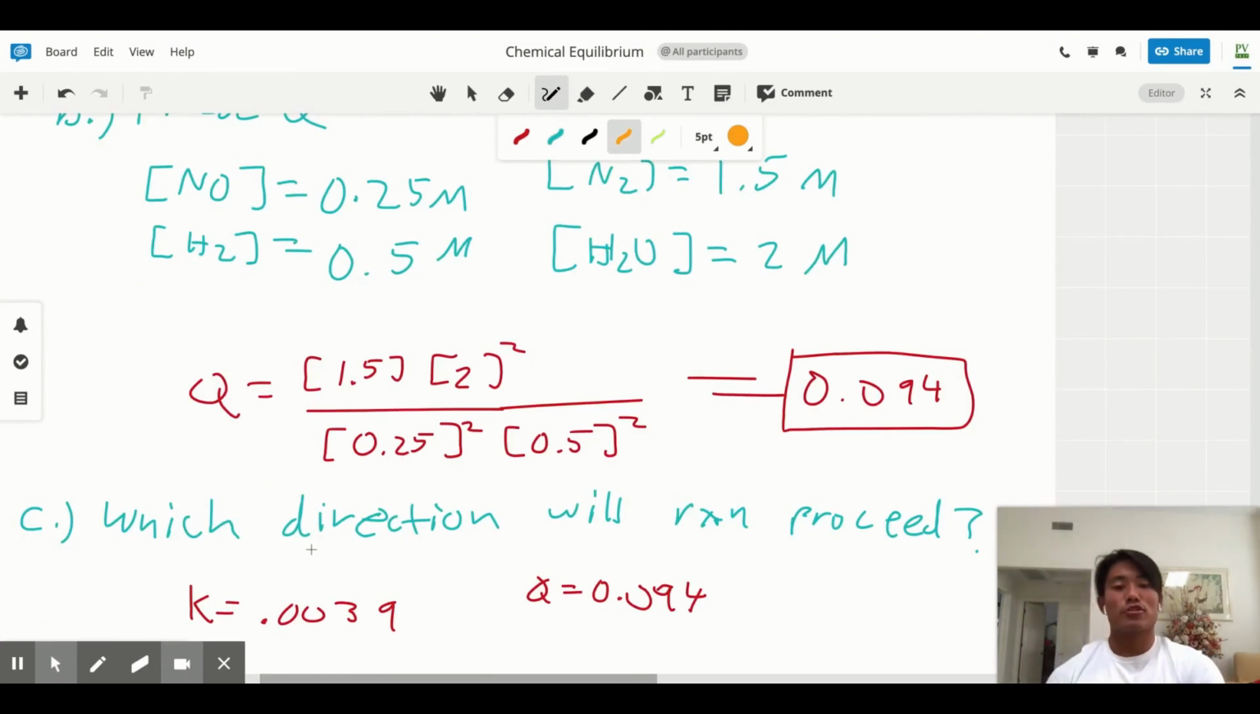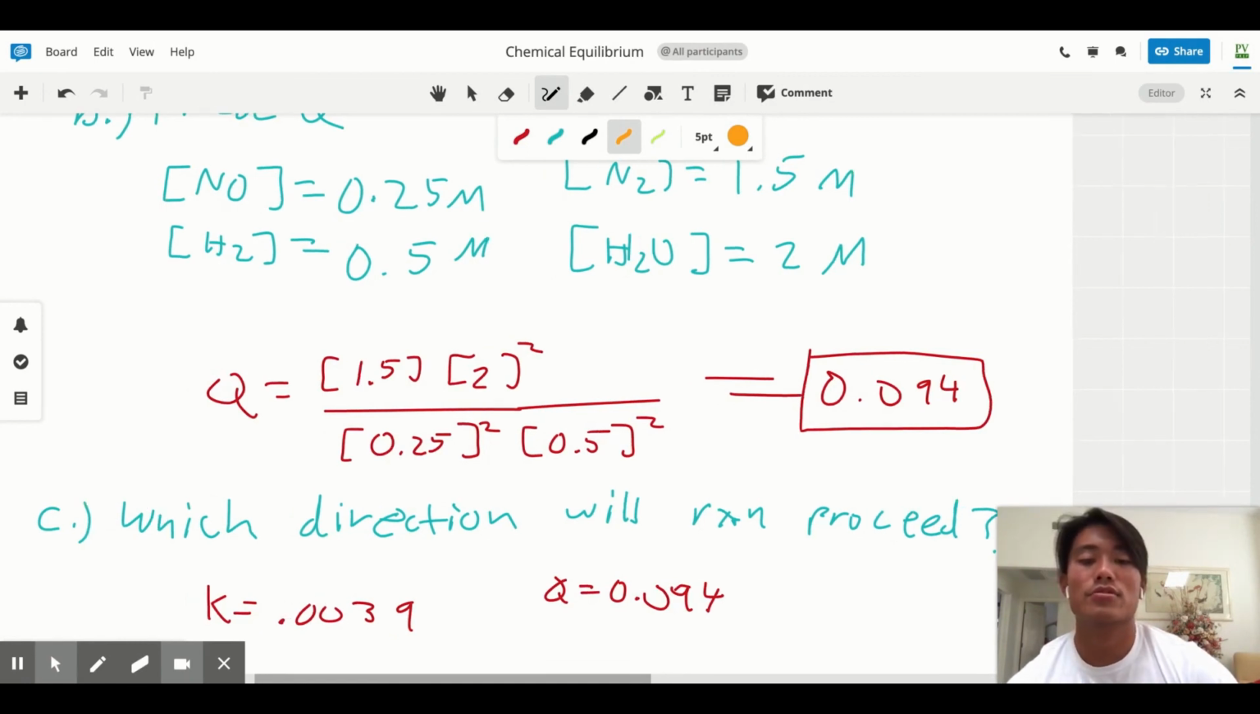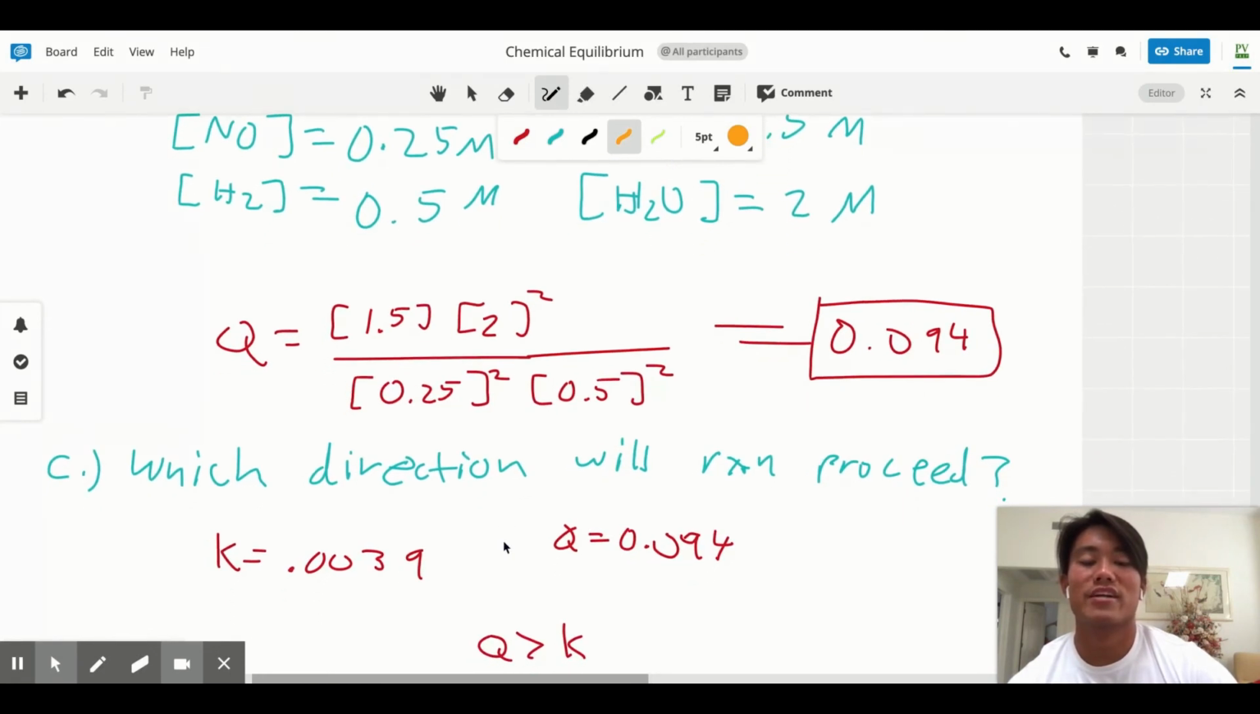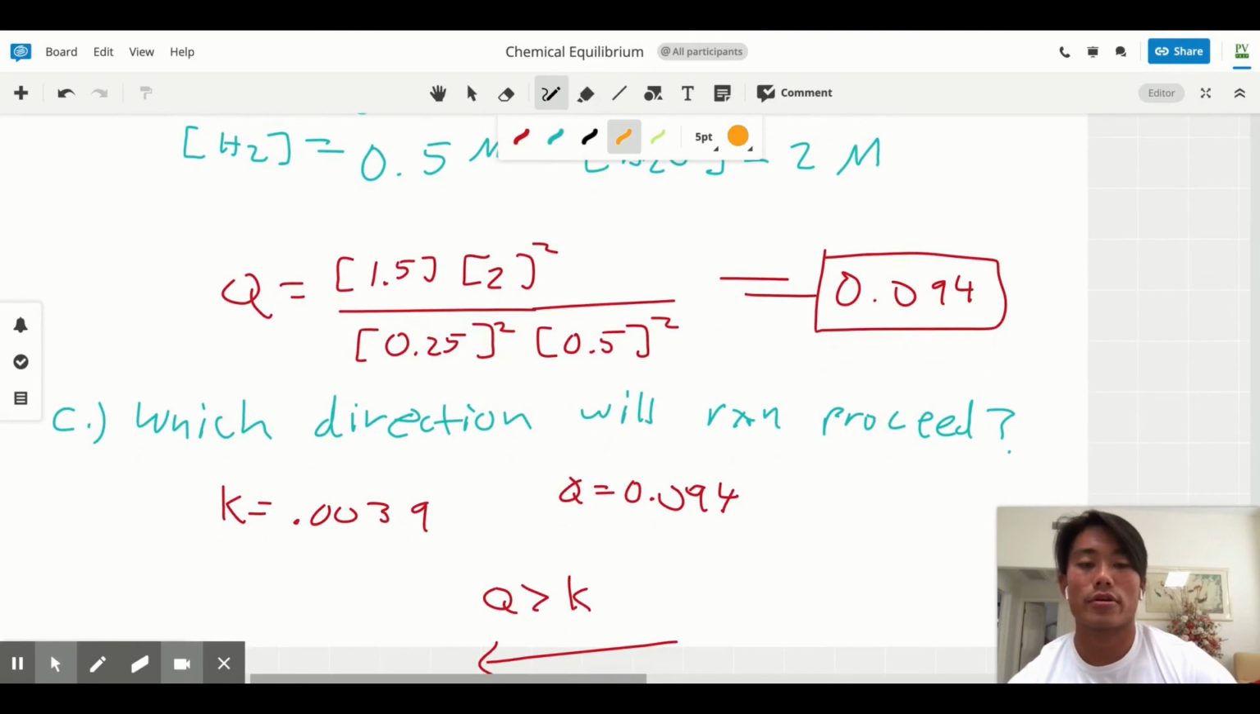Part C is asking which direction the reaction will proceed. In order to do that, all you're going to do is compare your 2 values of K and Q. Q we just found when we finished part B, which is 0.094. K we got in the second video of the series, which is 0.0039. So clearly Q is greater than K. And based off of our rules, if Q is greater than K, that means the reaction is going to have to shift left in order to reach equilibrium. It's going to shift left to make more reactants to get to equilibrium.